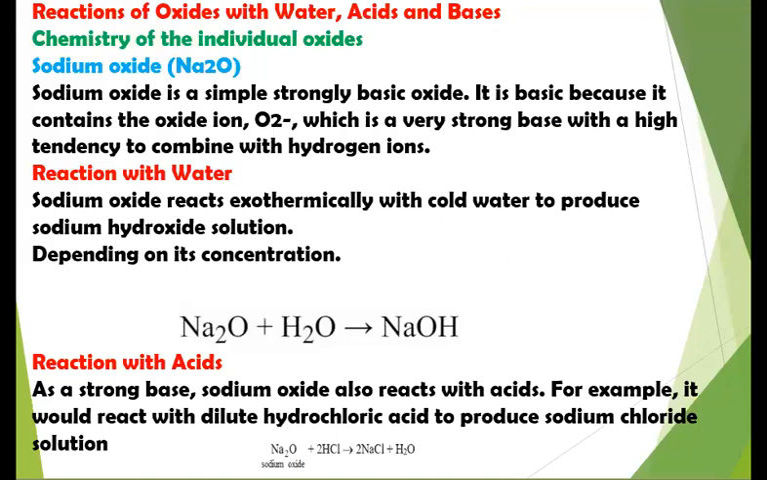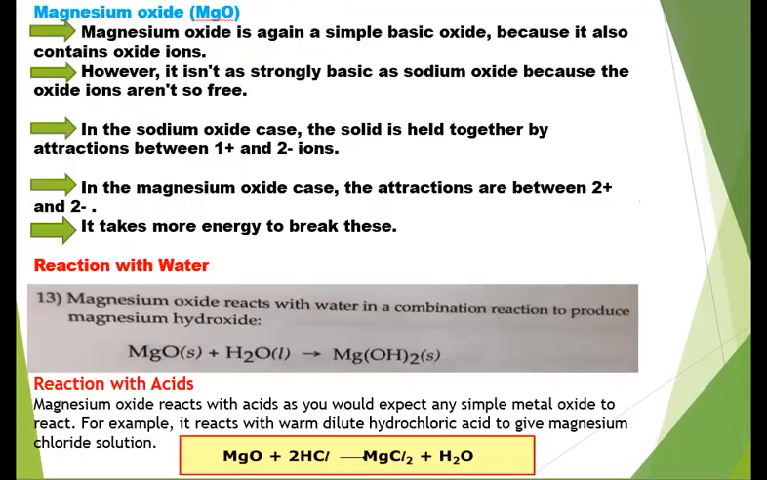Now you see, this is Na2O, sodium oxide. When it reacts with HCl, it produces sodium chloride and water. Sodium chloride is a salt, and so this is simply neutralization, which shows that sodium oxide is basic in nature.